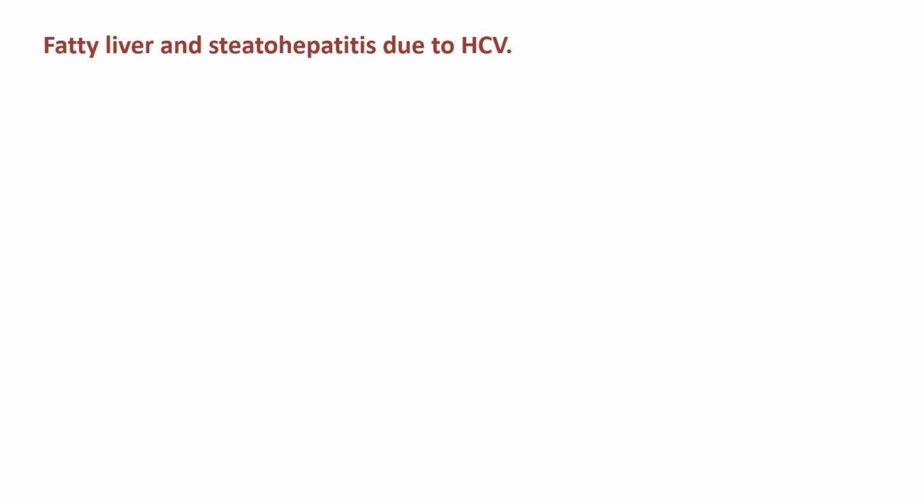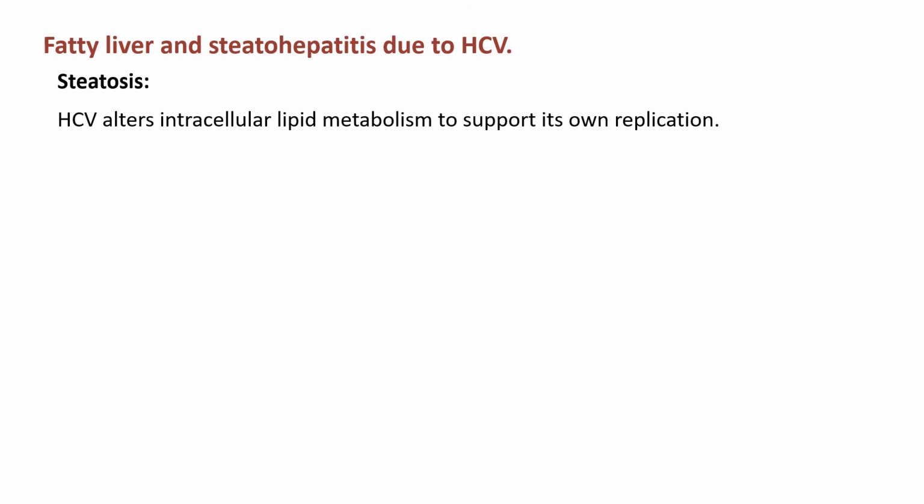Okay, so how does this all translate into this steatosis of the liver, fatty liver, and steatohepatitis, where we get the fatty liver and inflammation? Steatosis develops because HCV, if you remember, we had a similar situation with TB, alters intracellular lipid metabolism to support their own replication.